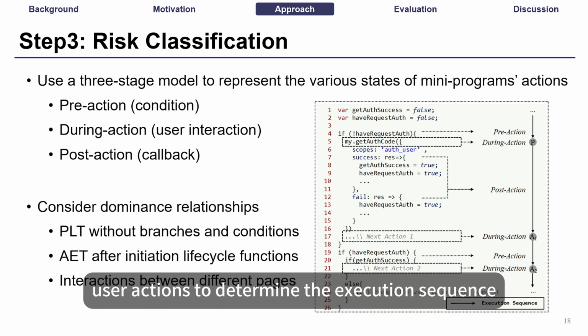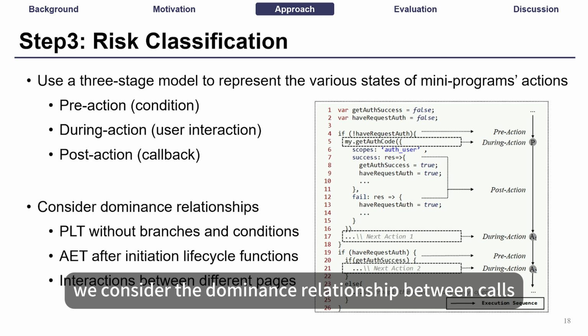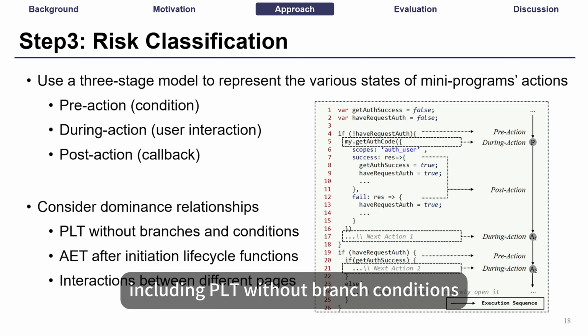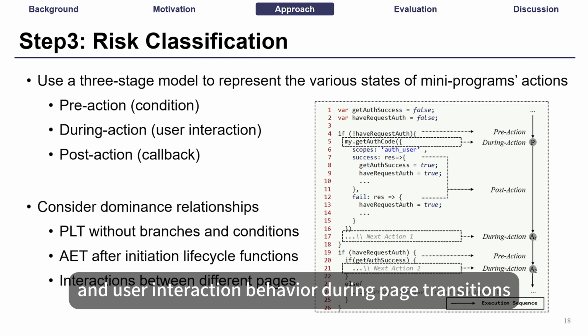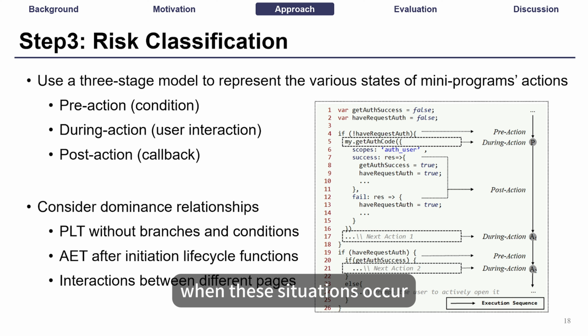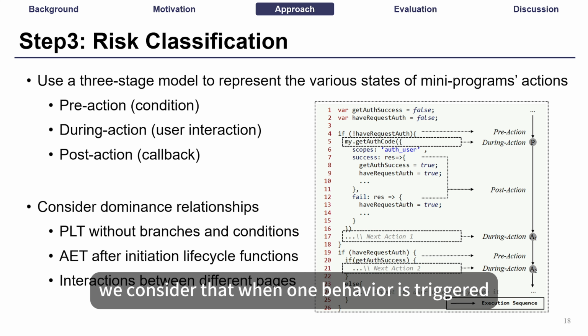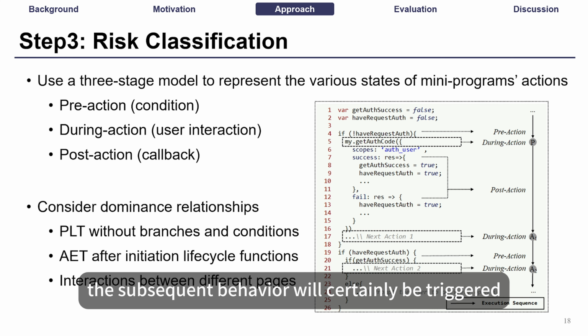To determine the execution sequence, we consider the dominance relationship between calls, including PLT without branch conditions, AET after initialization functions, and user interaction behavior during page transitions. When these situations occur, we consider that when one behavior is triggered, the subsequent behavior will certainly be triggered.